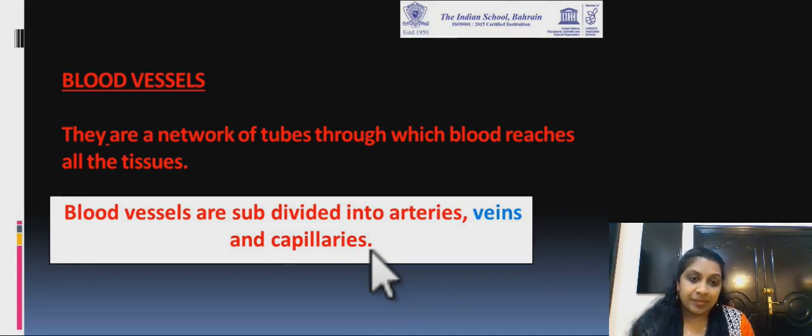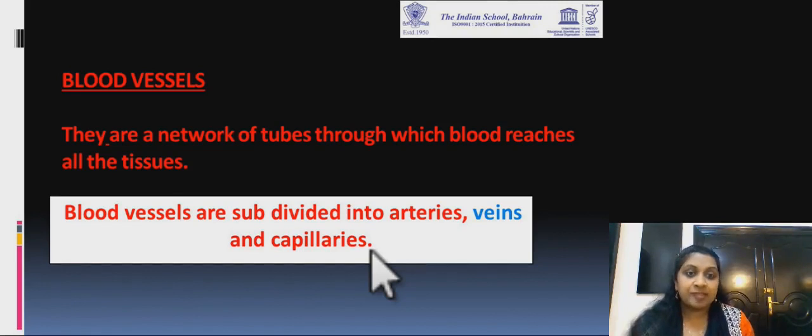The veins are thin-walled because the blood flows under low pressure. And the veins carry deoxygenated blood from different parts of the body back to the heart. Veins have special structures called valves, with the help of which the blood doesn't flow back.